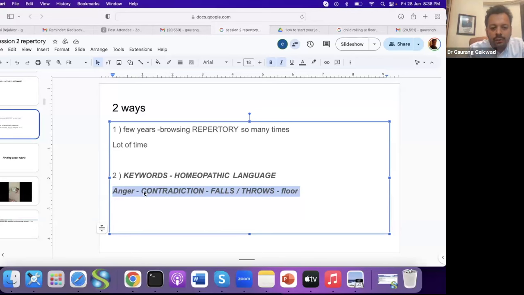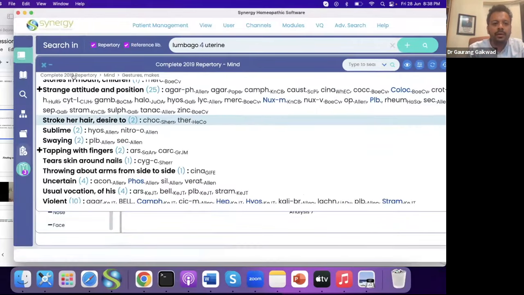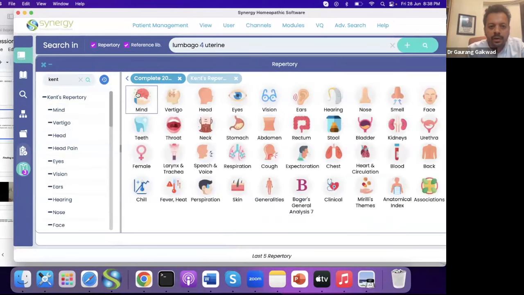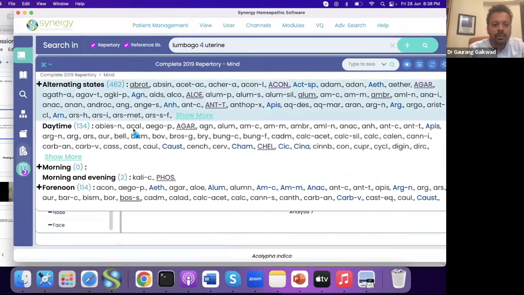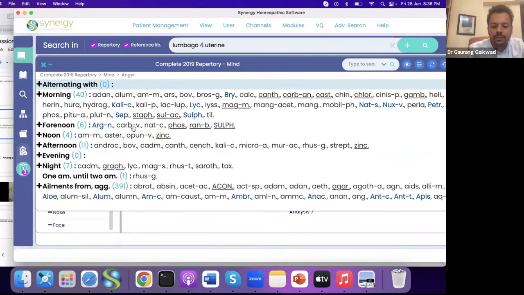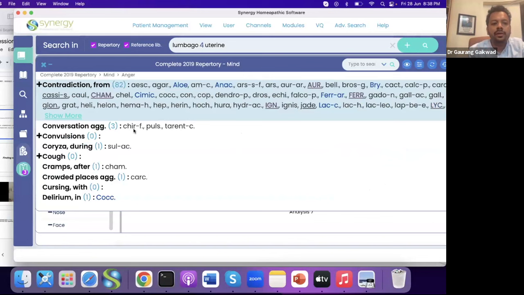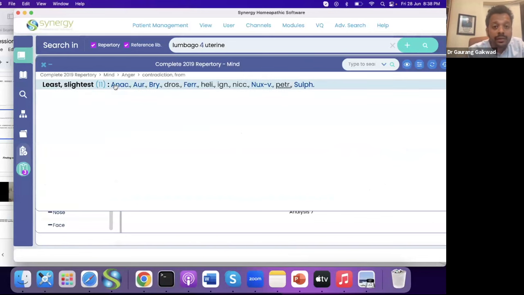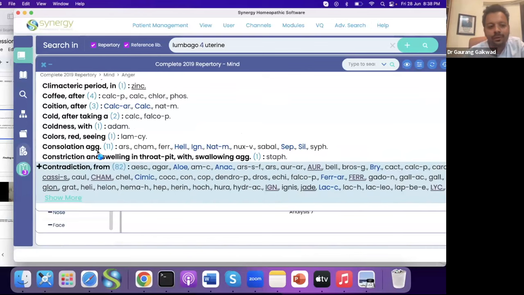So now you have to think, how do I see this in the repertory? Let's open the repertory. Now, one way is I can open the rubric anger, and we know the rubric contradiction. So there is a rubric anger, contradiction, and then unfortunately it doesn't have a sub rubric. There is anger, contradiction, and then least contradiction. So it doesn't work. This is not a good keyword for me.